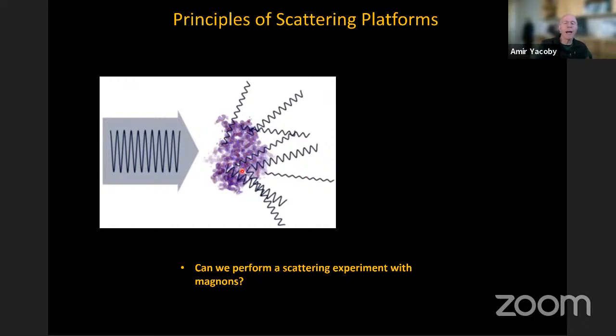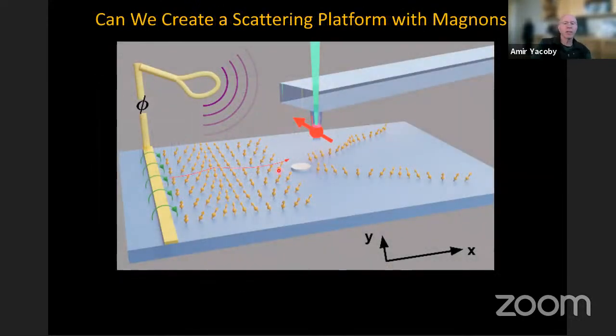So the question we were asking ourselves was, what about magnons, these spin waves that I talked about before? Can we use them as the particles that scatter and diffract off an interesting medium? Travis already showed this image in his talk. This is our artist rendition of what we're trying to do. The gray slab here is a magnetic insulator, and it will serve as our vacuum.